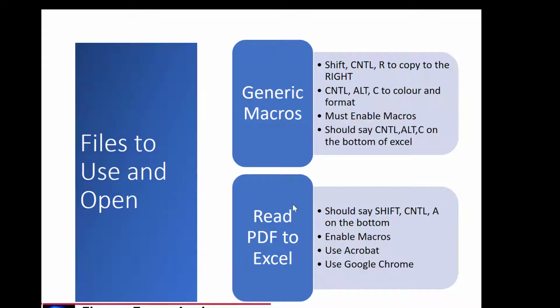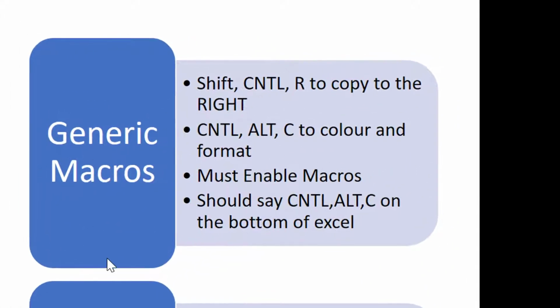And there are two files to open. There's a read PDF to Excel, which I'm not going to use that much in this one. I use that much more in the corporate model. And there's this generic macros, which some people, I think, have taken. Or maybe Shift Control R is so obvious that people do it. I have the coloring one. You've got to enable the macros. It should say Control Alt C on the bottom to make the graphs.